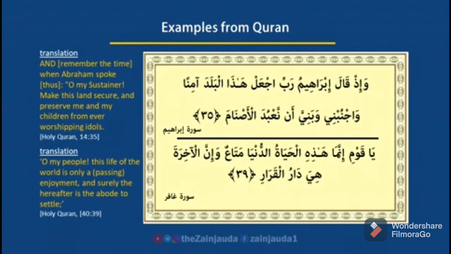Now let's have examples of all the demonstrative pronouns from Quran. هذا, هذه, ذلك, and تلك. By the way, ذاك is not mentioned in Quran.